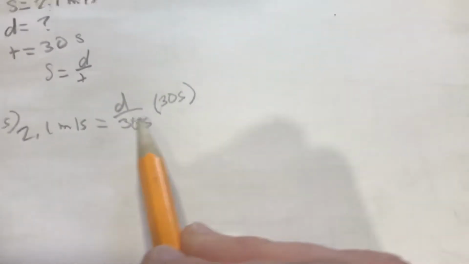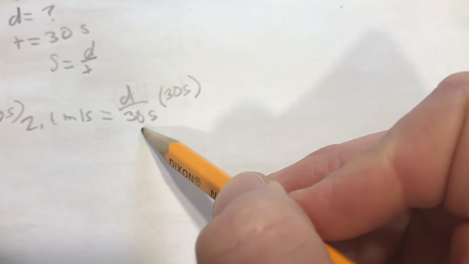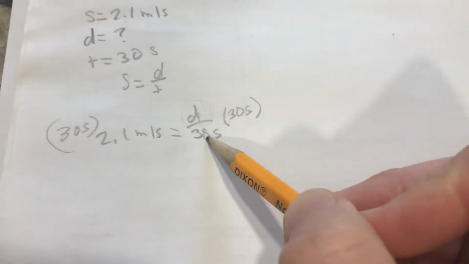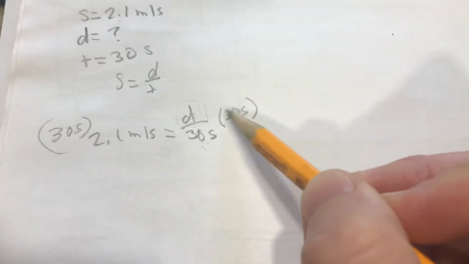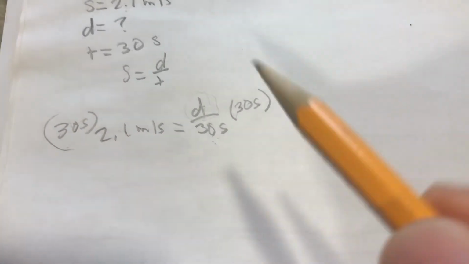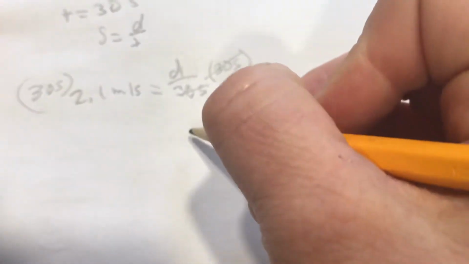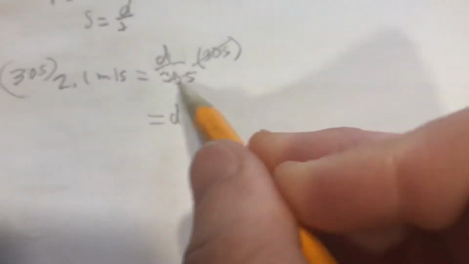All right, so first step here is to get D by itself. We want D by itself, so we've got to get rid of this 30 seconds. Right now, D is divided by 30 seconds, so we're going to do the opposite. We're going to multiply both sides of the equation by that 30 seconds, and that will get rid of the 30 seconds on this side, and it'll meet our objective. D will be by itself.